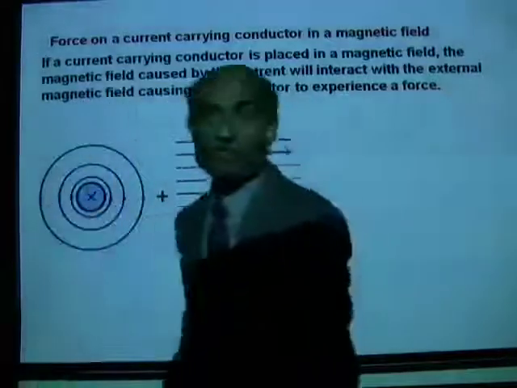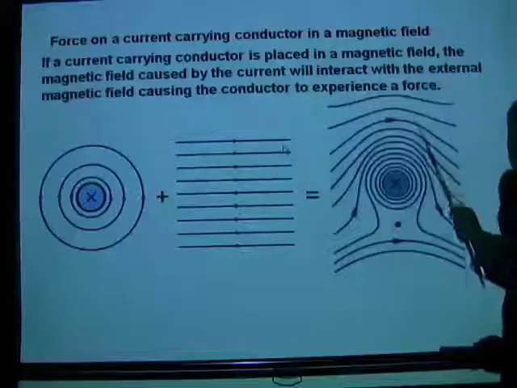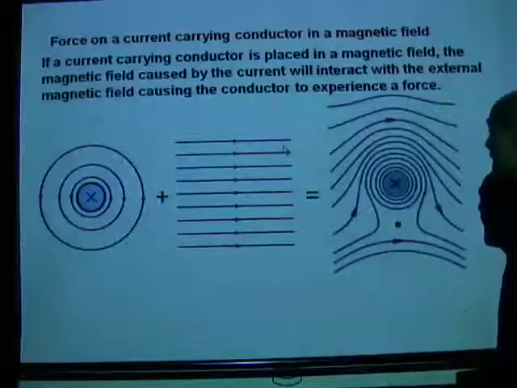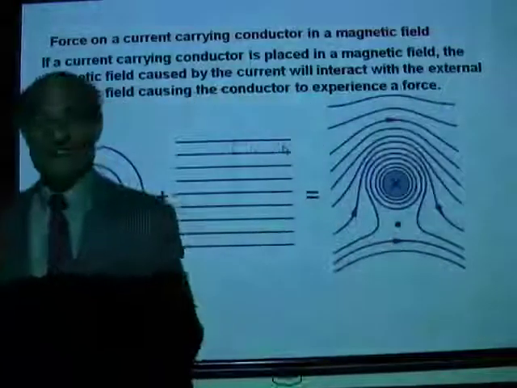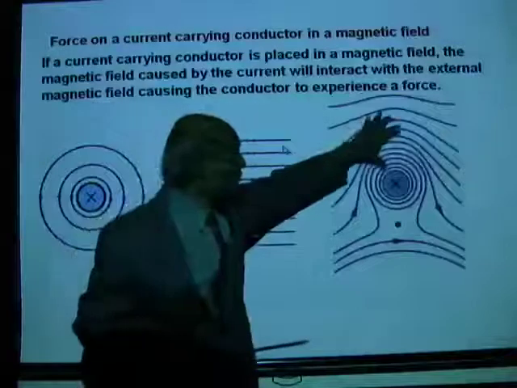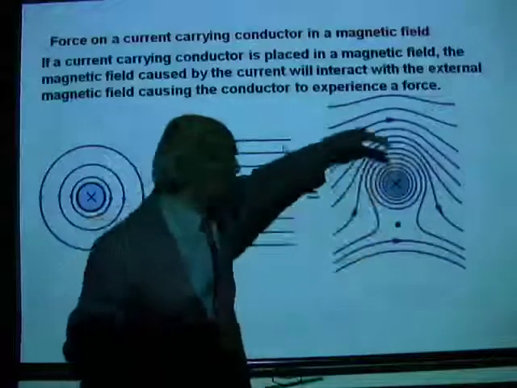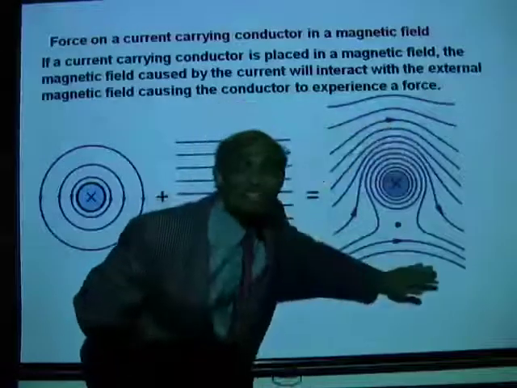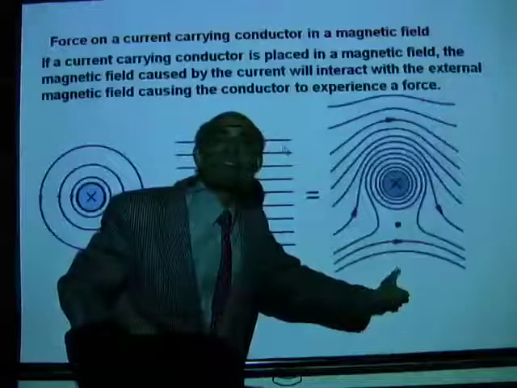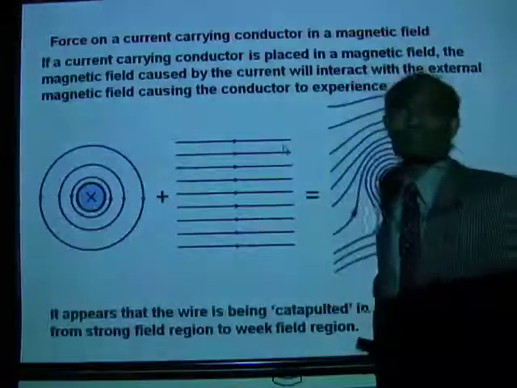And so, what you get is the resultant like this. The field above the wire will be very intense, and the field below the wire will be very weak. And therefore, what is the interaction there? The lines of force are very close there. That means they will push against each other. So these lines of force will push the conductor from the strong field towards the weak field. And this is the mechanism of the force experienced by the conductor.